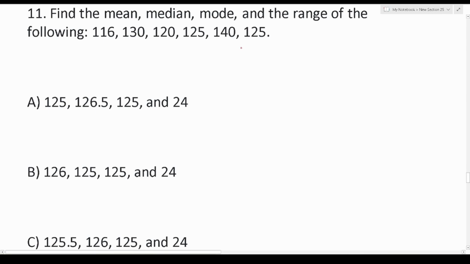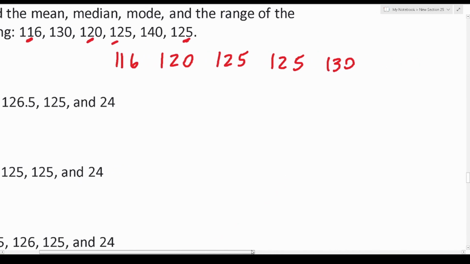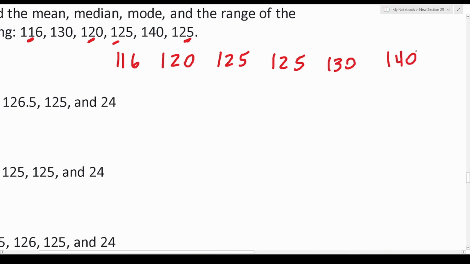All right, number 11 says, find the mean, median, mode, and range of the following. We have 116, 130, 120, 125, 140, and 125. So for this one, I'm going to start by rearranging these values from least to greatest. So that's going to be 116, and I'm going to check them off as I do them. 116, then we got 120, then we have 125 twice, 130, and then finally we have 140. All right, so those are the values arranged from least to greatest.